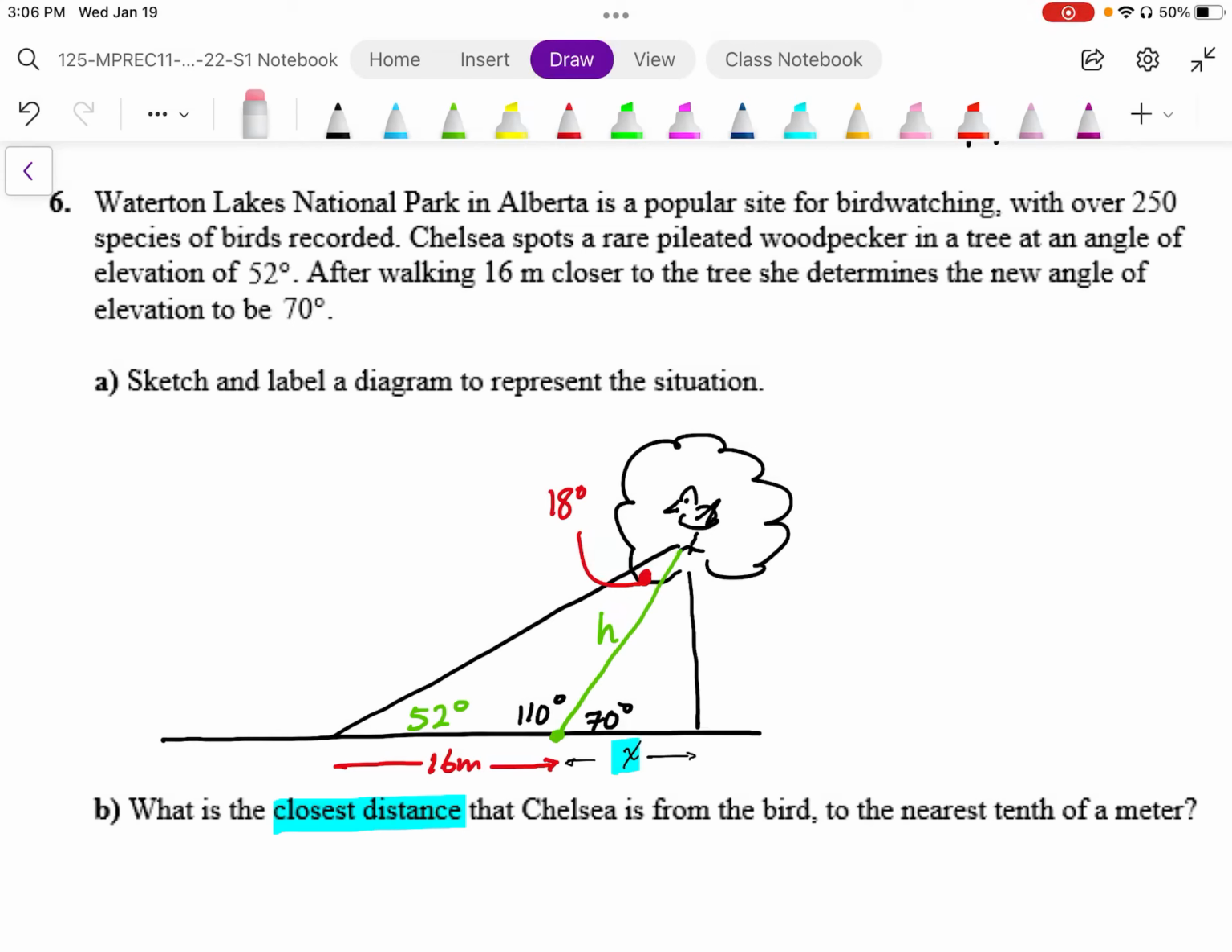In question number 6, we have a bird in a tree, and Chelsea is an observer, and she can observe from this position here. She can observe that bird at 52 degrees, the angle of elevation. She moves 16 meters closer to this point here. And from that position, she can now observe that same bird at 70 degrees.